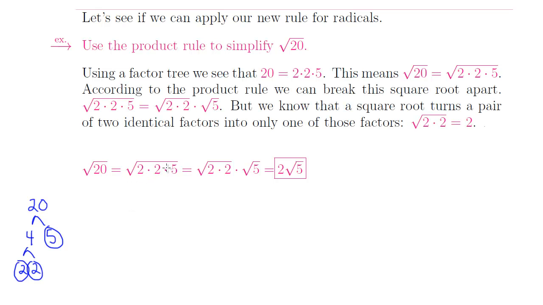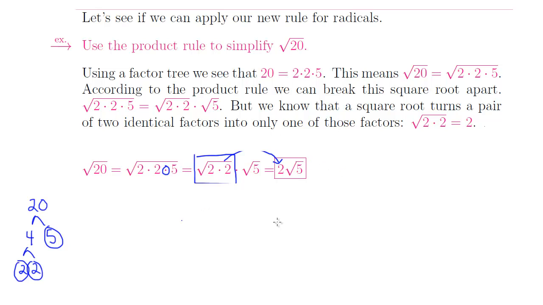Then our product rule is going to allow us to break up this radical into root of 2 times 2 times root 5. So I distributed the square root to the first group and then to the second, 5. Why did I do this? Well, I know what the square root of 2 times 2 is. Square roots take pairs of factors and turn them into a single factor. So I know that root of 2 times 2 is just 2. So altogether, root 20 is 2 square roots of 5.